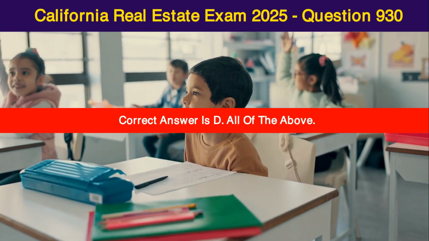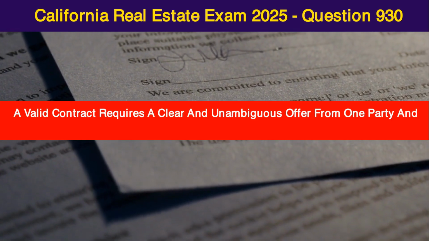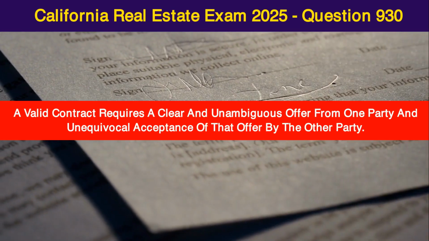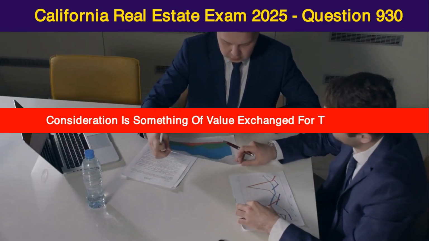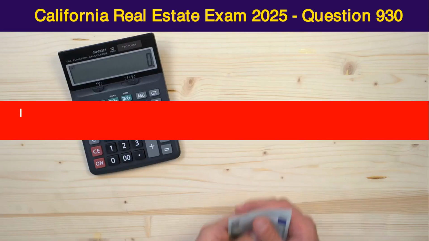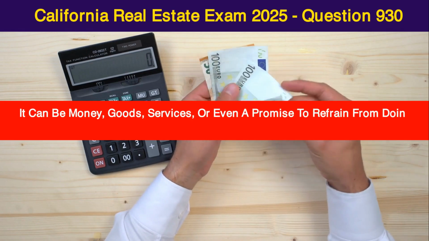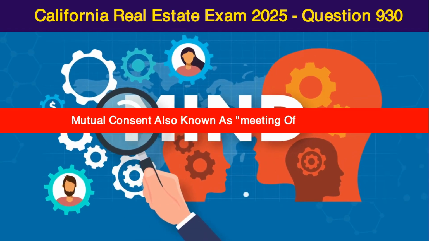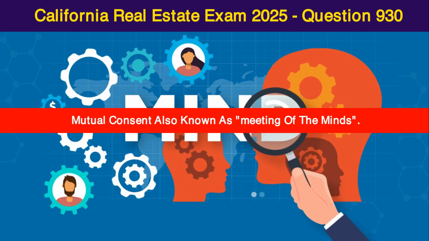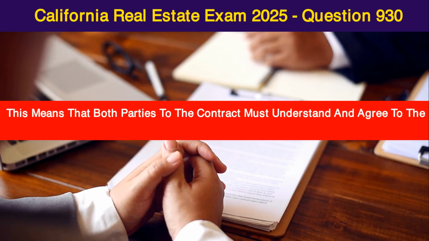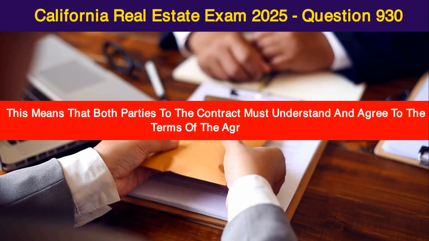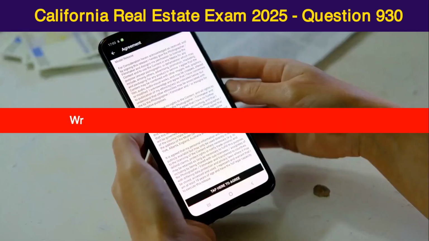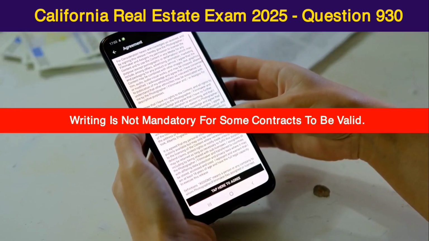All of the above. A valid contract requires a clear and unambiguous offer from one party and unequivocal acceptance of that offer by the other party. Consideration is something of value exchanged for the promise. It can be money, goods, services, or even a promise to refrain from doing something. Mutual consent, also known as meeting of the minds. This means that both parties to the contract must understand and agree to the terms of the agreement. Capacity to contract is the fourth required element. Writing is not mandatory for some contracts to be valid.